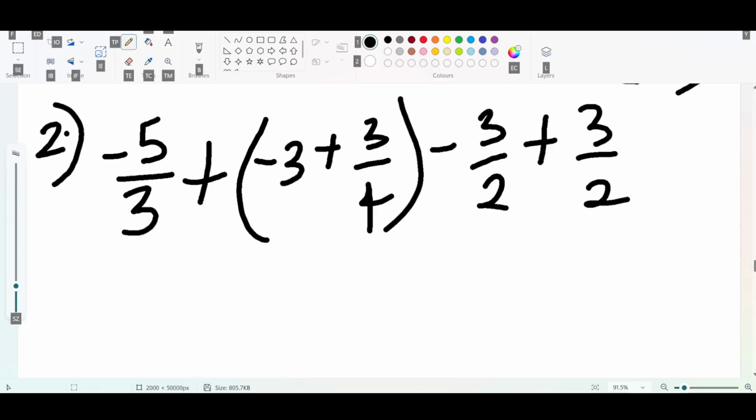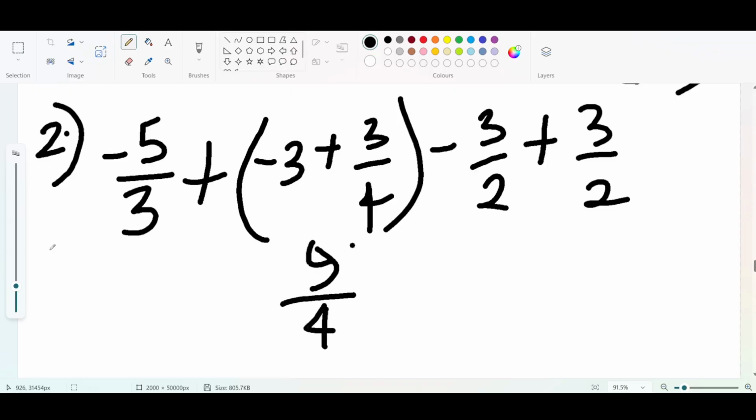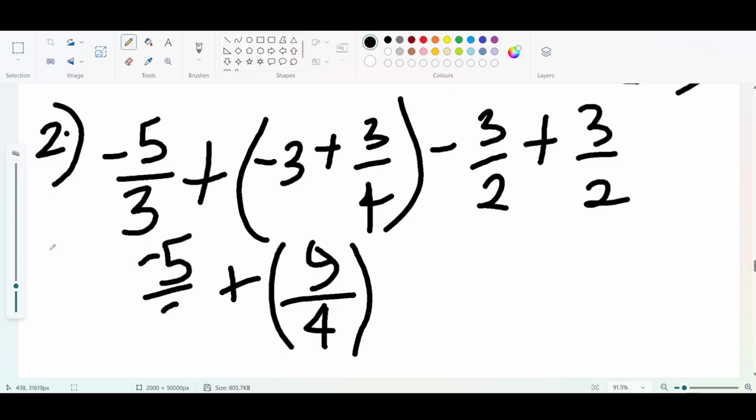Okay, so this is the second question. To solve this problem, the first thing we'll do is resolve the brackets. For this bracket, 4 is a whole number and this is a fraction. So it will be 4 times minus 3, that will be minus 12, plus 3. So minus 12 plus 3 is going to be minus 9, right? So it's going to be minus 9 all over 4, right? We complete the others, just put them in their place.